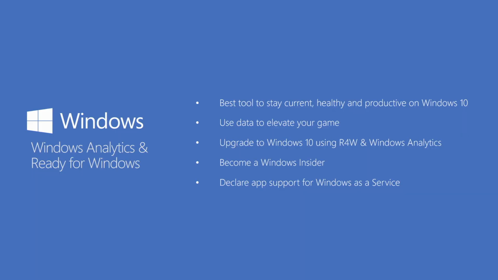So what did we learn? Number one, Windows Analytics is the best tool to stay current, healthy, and productive on Windows 10. Number two, you need to use data to elevate your game. In the world of modern IT, data is very important. Use data to elevate your game. Number three, upgrade to Windows 10 using Ready for Windows and Windows Analytics. Become a Windows Insider. Super important. Become a Windows Insider. And please, please declare app support if you're a developer for Windows as a service.